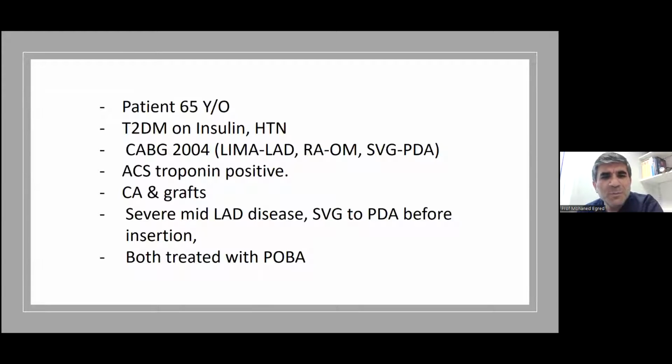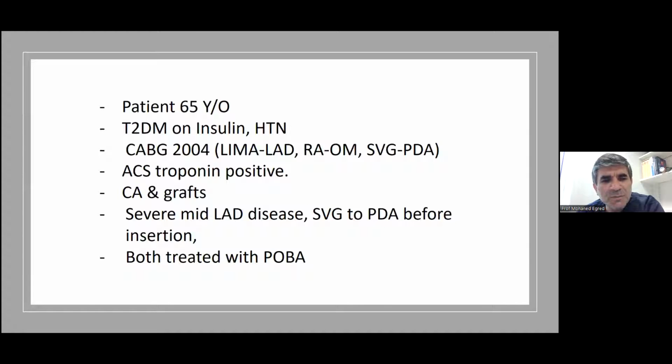I'm going to present two cases to you, just to show you quickly how we use these balloons. The first one was 65 years old with type 2 diabetes mellitus and hypertension. He has had a previous bypass operation in the past with LIMA to LAD, radial artery to OM, and vein graft to PDA. He presented with acute coronary syndrome and had a repeat angiogram with the graft.